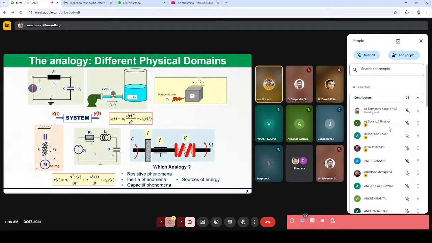For example, the resistive phenomena, which can reject the heat or dissipate the energy. Inertia phenomena, which can store the energy in the form of inertia. There could be capacitive phenomena, in which the energy can be stored in the form of potential energy. And then there could also be a source of energy. For example, in the first case, the source of energy is the voltage source. In the second, the source of energy is this pump. Then there could be a heat source. And in the spring mass damper system, the source of energy could be a force that is applied in order to excite the system.